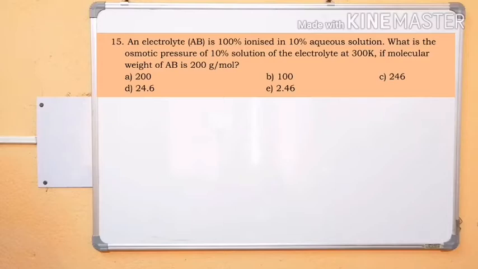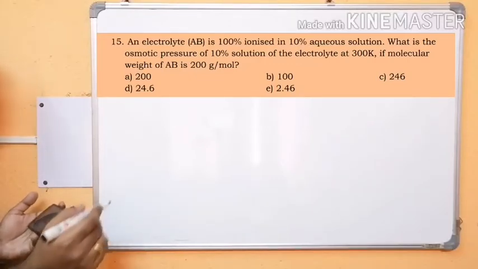The next question reads like this: an electrolyte AB is 100% ionized in 10% aqueous solution. What is the osmotic pressure of 10% solution of the electrolyte at 300 Kelvin if the molecular weight of AB is 200 gram per mole? So once again you have to note down the data given.